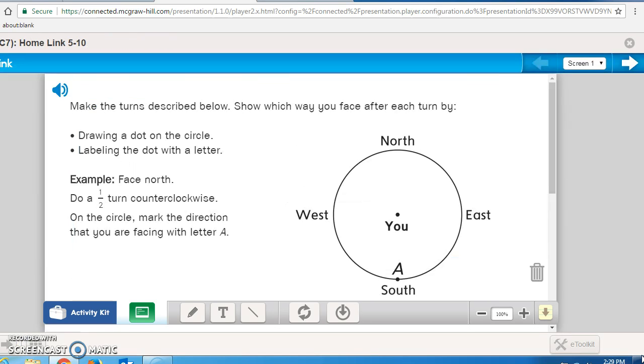The final paper you will need to do for this lesson is Math Masters page 213. It says, make the turns described below. Show which way you face after each turn by drawing a dot on the circle, labeling the dot with a letter. Example, if you face north, do a half turn clockwise on the circle, mark the direction that you are facing with letter A. So as you notice here, if you were facing north, you go a half a turn, you'd be facing south now, and you put the letter A.